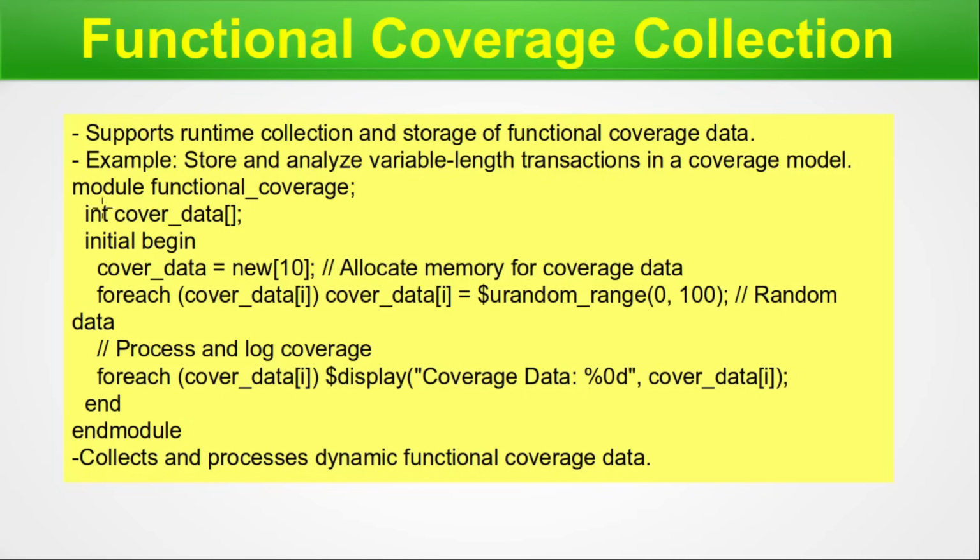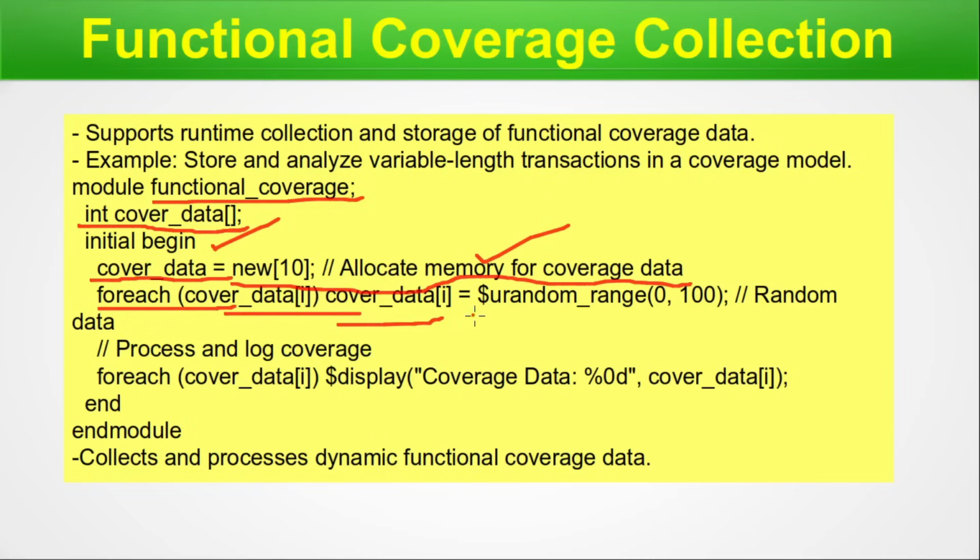Here is our example. We name the module functional coverage. We have an int cover data, and here we are dynamically defining it. We have initial begin. Now we have cover data and allocate memory for the coverage data, so we are dynamically allocating the memory. Then for each cover data item, indexed, we use a random number generation method to feed the value.